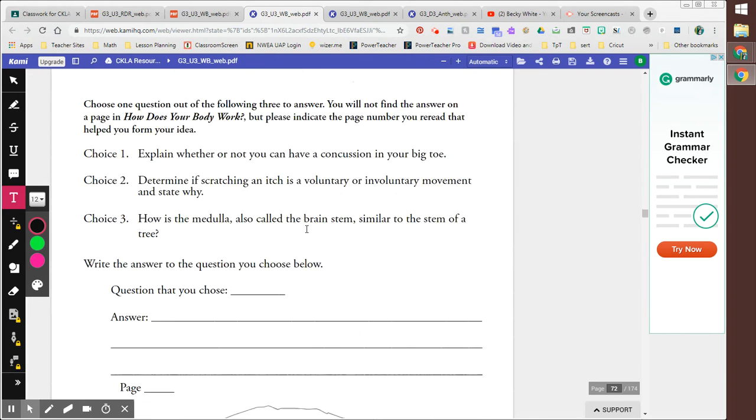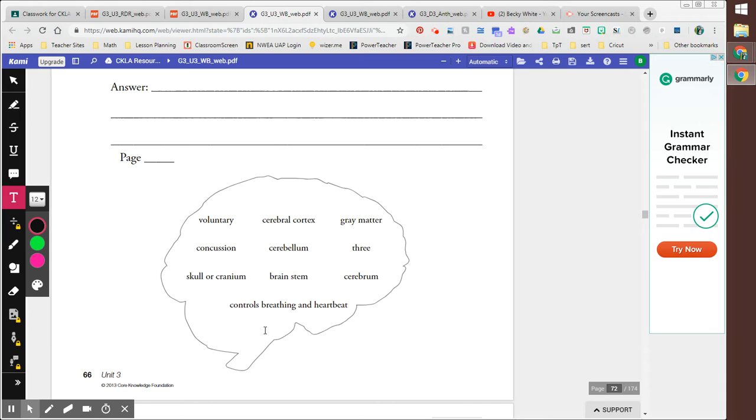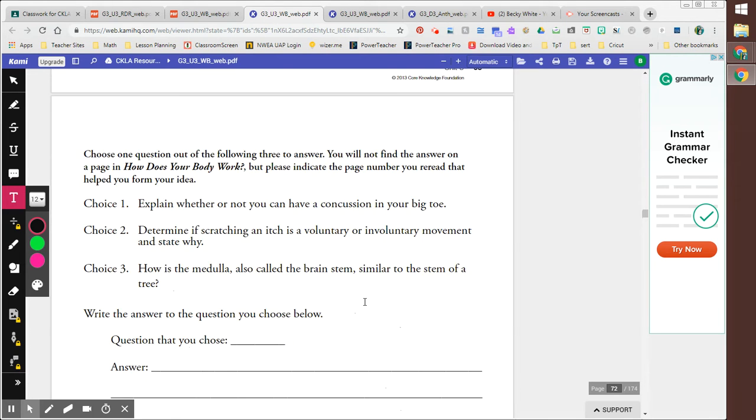Let's go ahead and flip our page over and we can see our brain and we can see the different words that we might be using. So let's look at those words real quick so that we know what we're looking for. Our words are voluntary, concussion, skull or cranium, cerebral cortex, cerebellum, brainstem, gray matter, three, cerebrum, controls breathing and heartbeat.